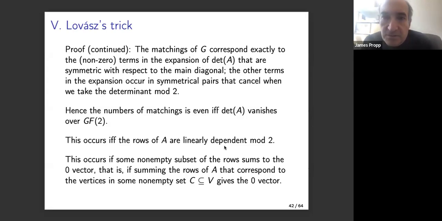Because after all, this matrix is symmetric. I didn't say that, but this is a symmetric matrix. That's important. So the number of matchings is even if and only if the determinant vanishes mod 2, vanishes over the field with 2 elements.